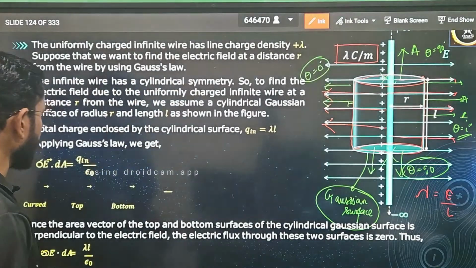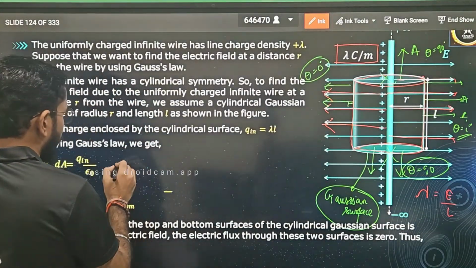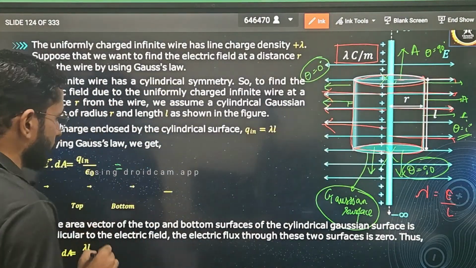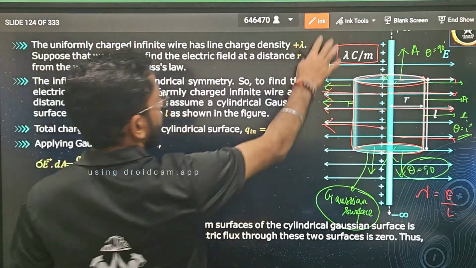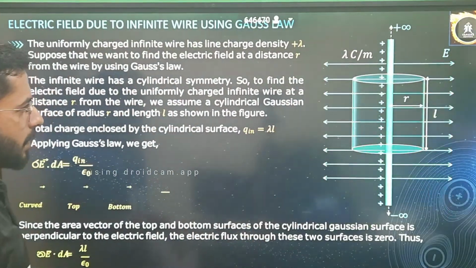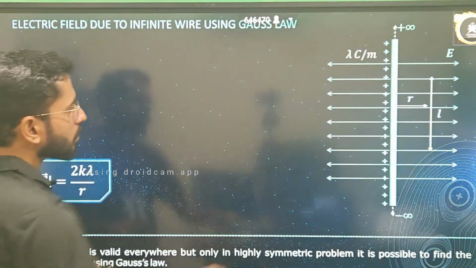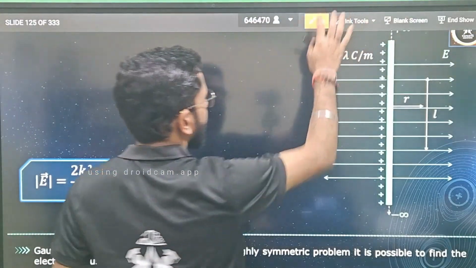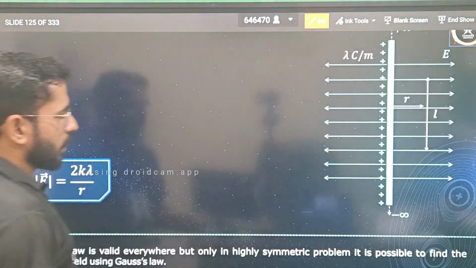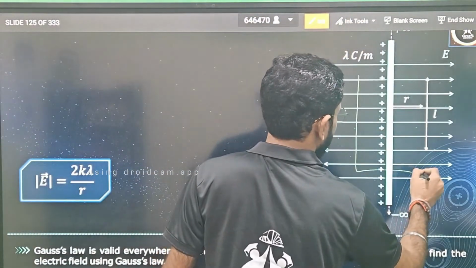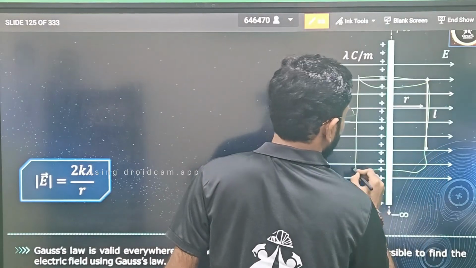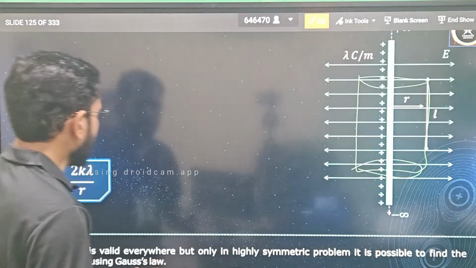Now let's try to write it here. Let's move to the next page. This is the diagram portion, and let's derive it on the next page. Correct. I have drawn a Gaussian surface here. This kind of cylindrical Gaussian surface we have derived. Now, how will I write?